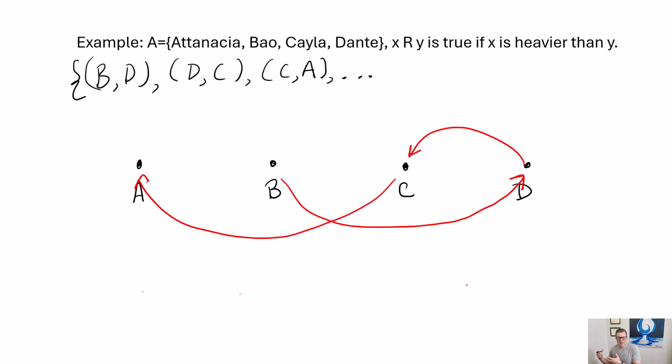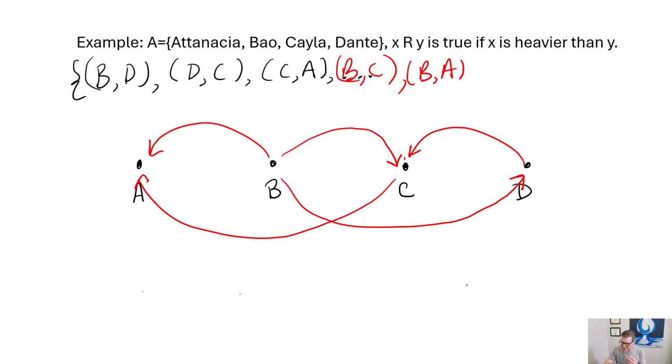By the relationship of being heavier, what we know is that if Bao is heavier than Dante and Dante is heavier than Kayla, then Bao has to be heavier than Kayla as well. So we have to add in that part. We have to have B to C. In addition, since Bao is now heavier than Kayla, Bao is also going to be heavier than Adonassia. And we also know that if Dante is heavier than Kayla and Kayla is heavier than Adonassia, then Dante has to be heavier than Adonassia. And that just makes sense because that's the kind of relation that we're looking at here.